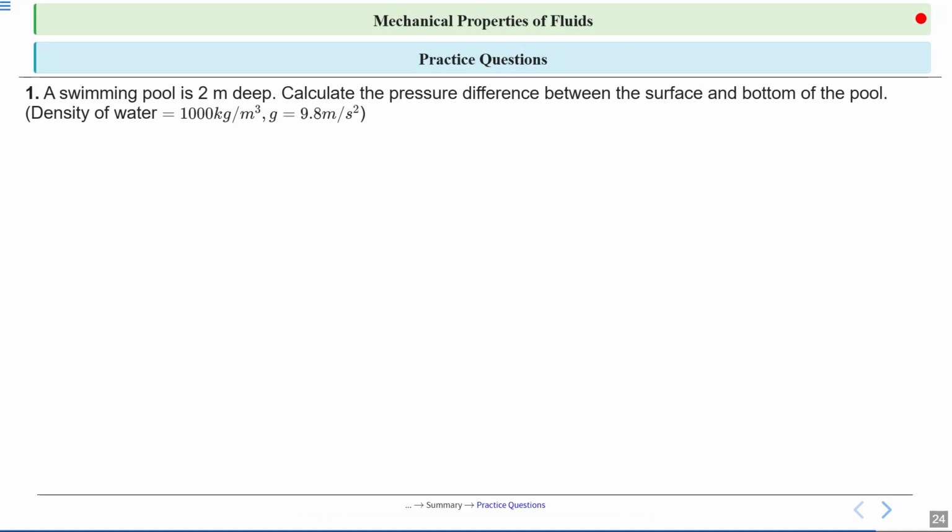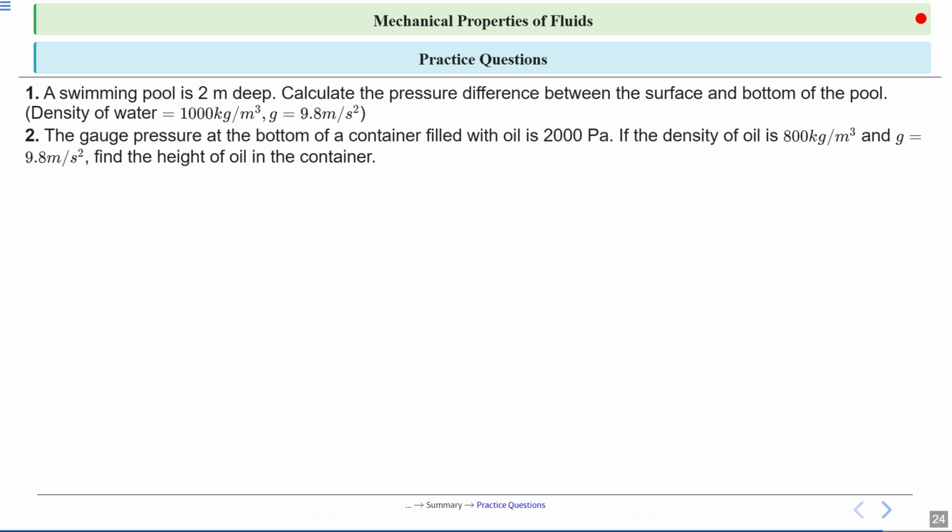We have 5 practice questions. So first, a swimming pool is 2 meter deep. Calculate the pressure difference between the surface and bottom of the pool. Second, the gauge pressure at the bottom of a container filled with oil is 2000 Pascal. If the density of oil is 800 kg per meter cube and G equal to 9.8 meter per second square, find the height of the oil in the container.